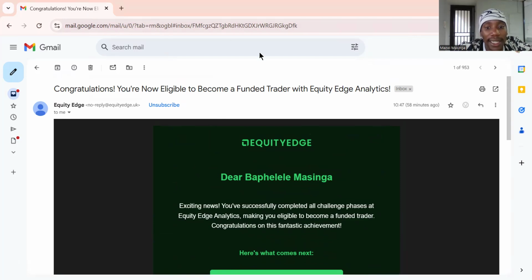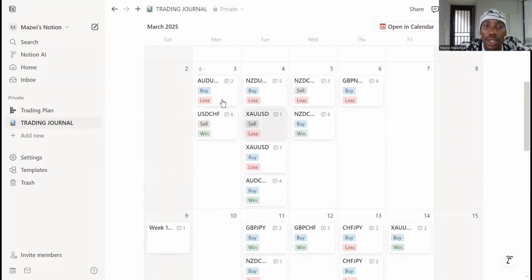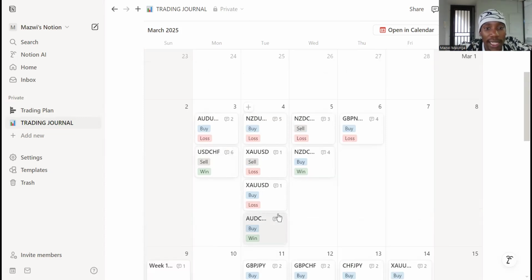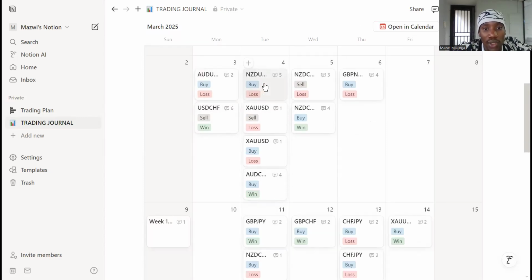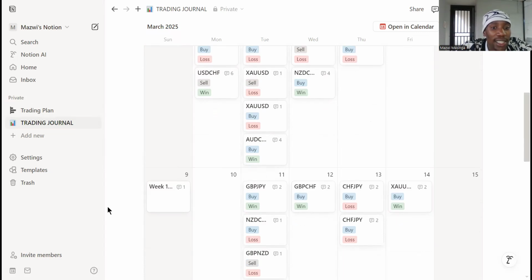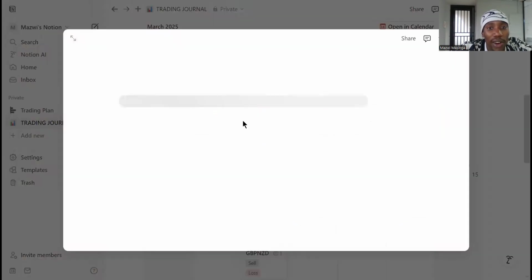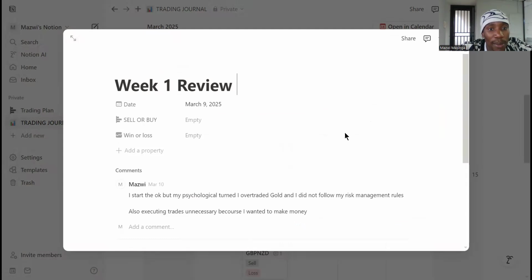I just want to say, guys, it's very important to journal your trades. As you can see, this was my first trade that I showed you on my phase one, and these were my losses. If you count this week, I had 1, 2, 3, 4, 5, 6 losses and 1, 2, 3 wins. But I managed because of my risk to reward, and this was my week review, where I wrote everything that was going on in my mind.